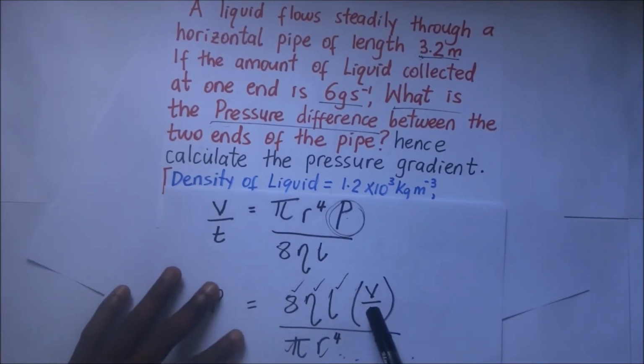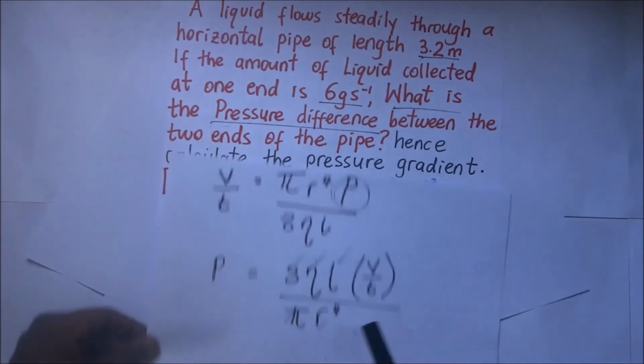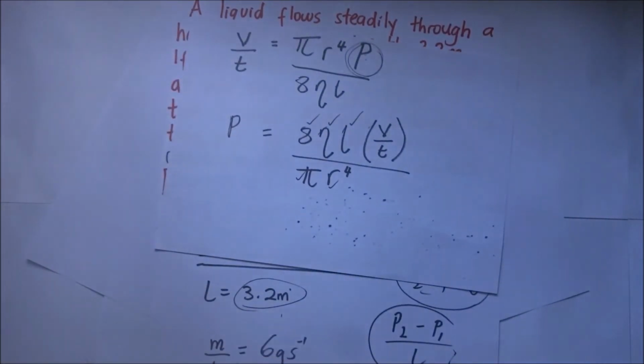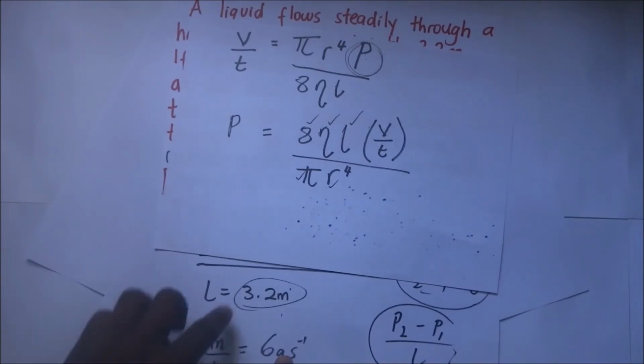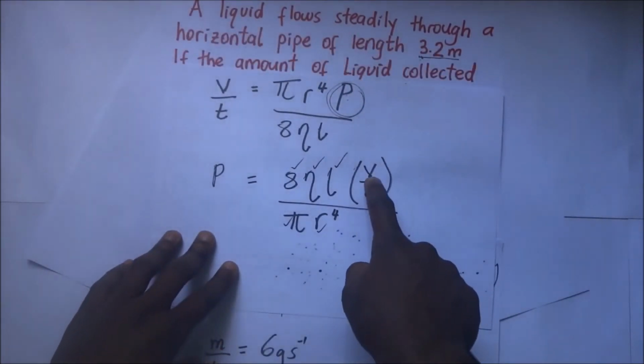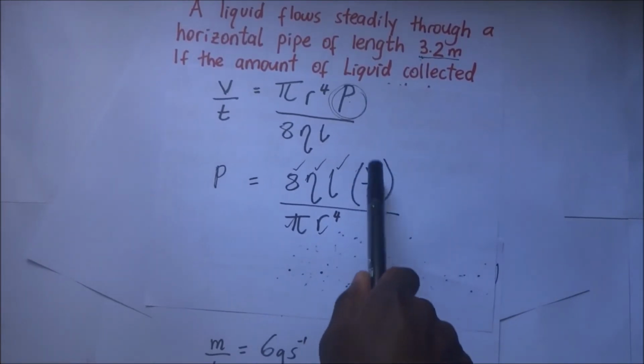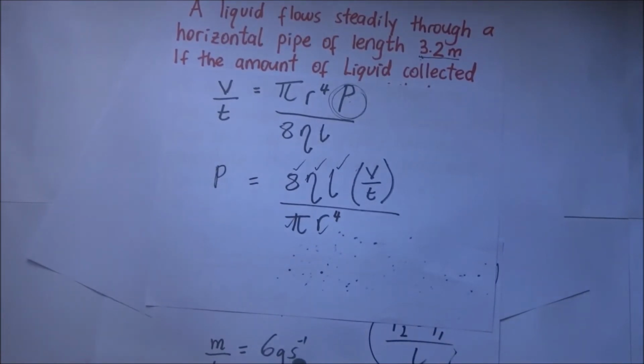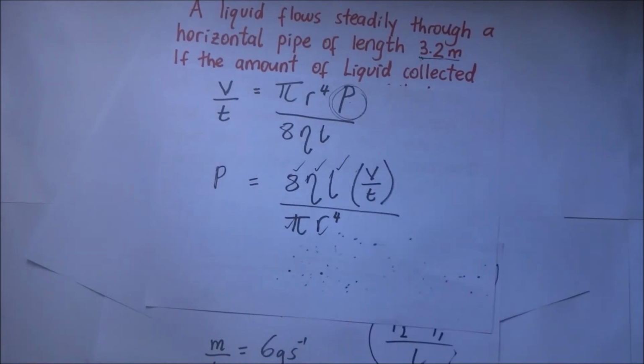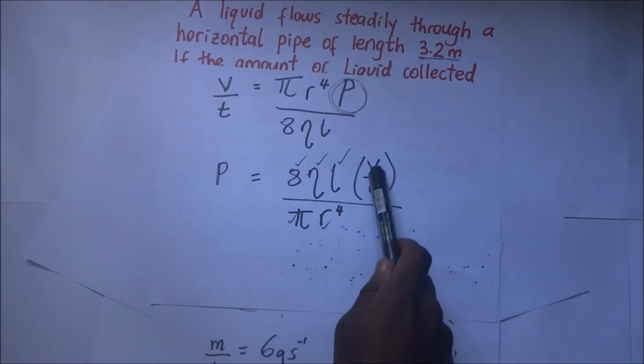But the volume flow rate we do not have; what we have is the mass flow rate, which is 6 grams per second. So if we can use this mass flow rate to get the volume flow rate, and put it right there, then we will be able to find the pressure difference. We may call it a bit of side work, but we need to first find this volume flow rate, moving from the mass flow rate to the volume flow rate. So let's begin by first finding V over T.